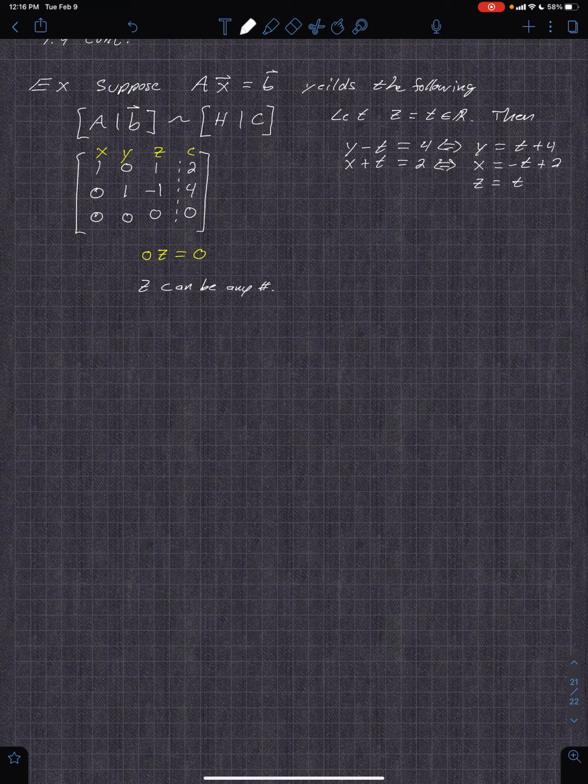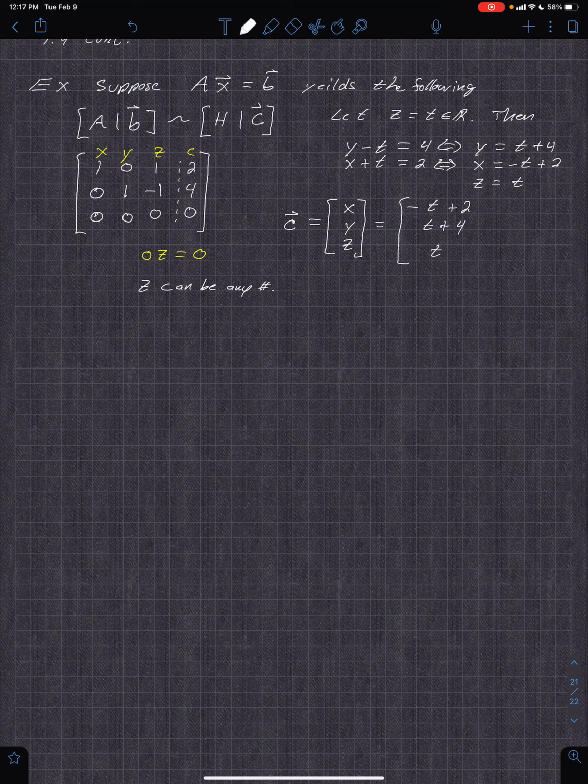So that's your system. So you can split that up and break that up into this form. So my, let's call it C, I guess. So C, because that's what this is basically. Sort of. That doesn't matter. So C looks like this. Here's your X, Y, Z as a column vector is equal to negative T plus 2, T plus 4 for Y, and then just T.